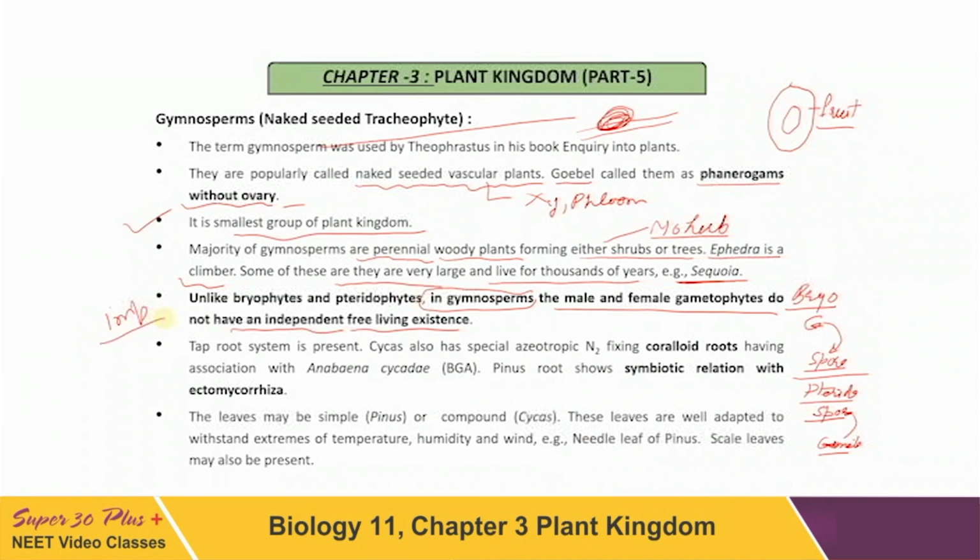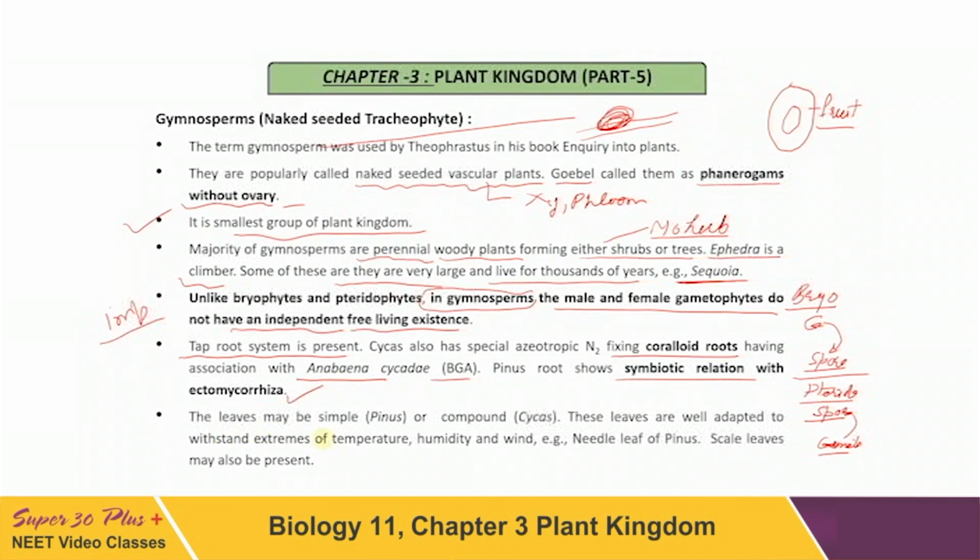Very important point. In gymnosperm, the taproot system is present. Cycas has special coralloid roots which have association with Anabaena cycadae, a blue-green algae, cyanobacteria. It shows symbiotic relationship, and in that way it is in position to fix atmospheric nitrogen.